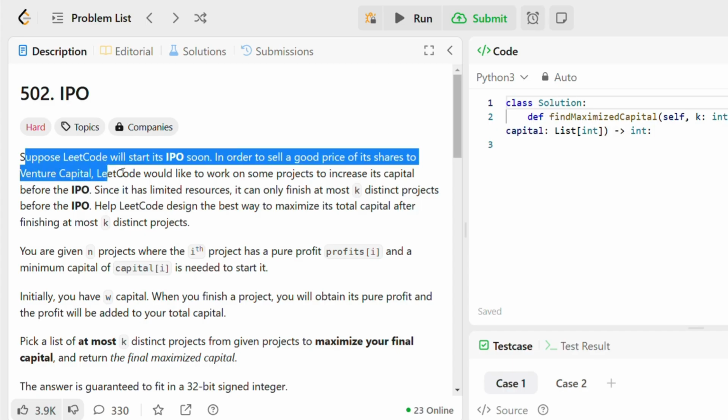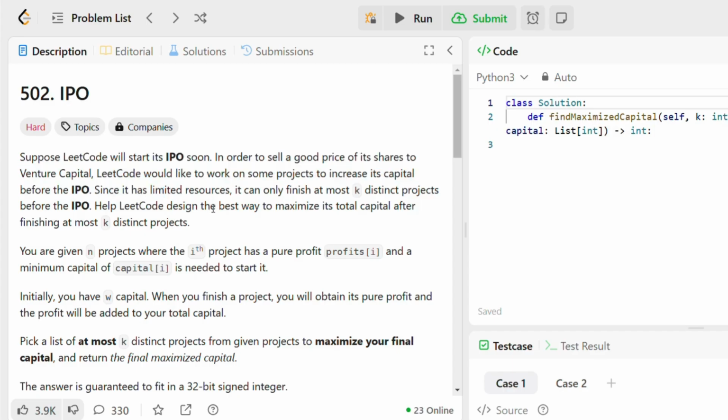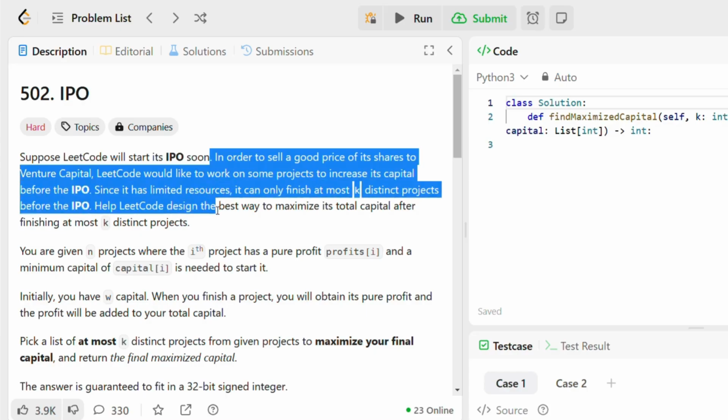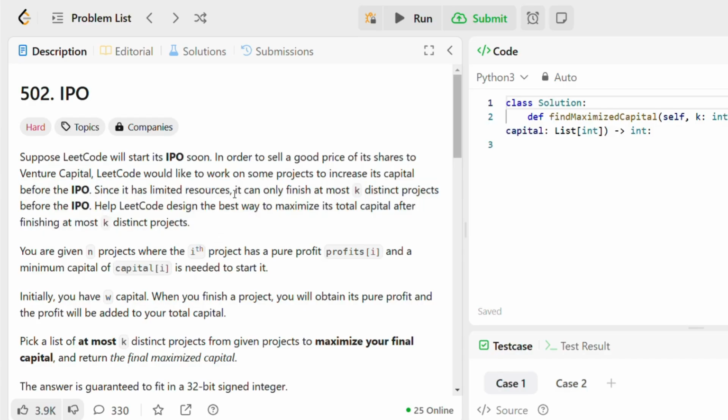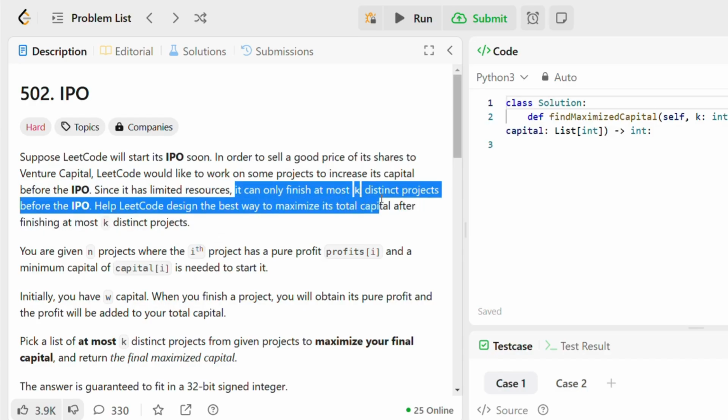Suppose Leetcode will start its IPO soon. In order to sell its shares at a good price to venture capital, Leetcode would like to work on some projects to increase its capital before the IPO. Since it has limited resources, it can only finish at most K distinct projects before the IPO. Help LeetCode design the best way to maximize its total capital after finishing at most K distinct projects.